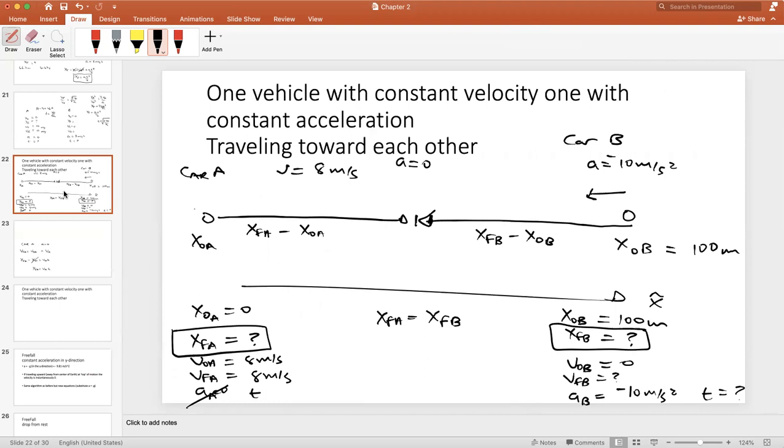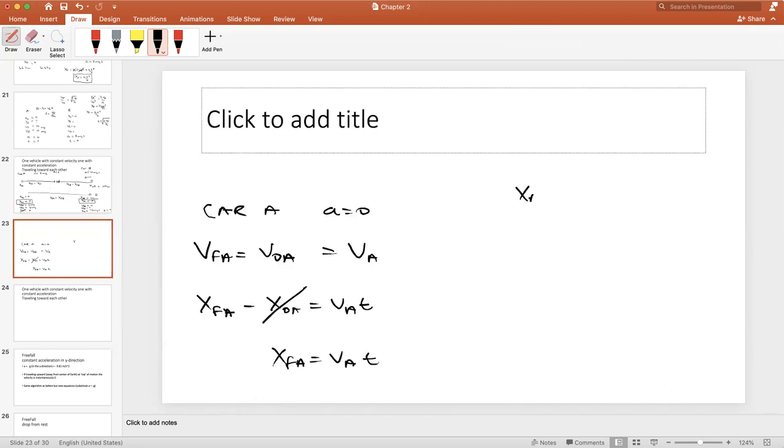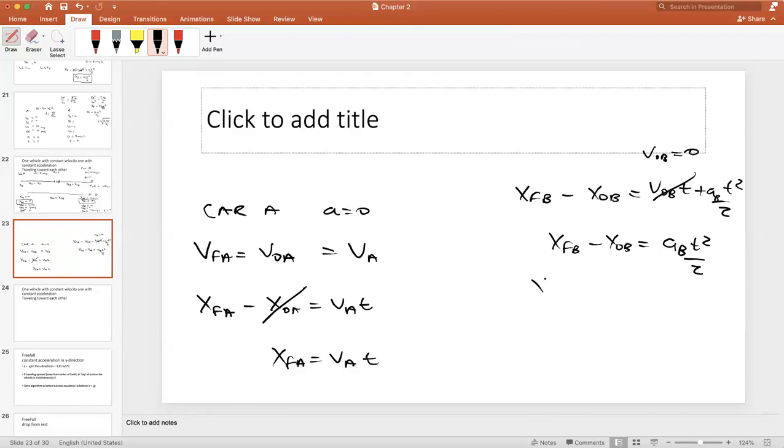Now, for this one, we need to find x final of B. And we know that v initial is 0. We don't know v final and we weren't asked. So we're going to use x final of B minus x initial of B is equal to v initial of B times t plus aB t squared over 2. Again, v initial of B, since it started at rest, was 0. And what we get is that x final of B minus x initial of B is equal to aB t squared over 2. x final of B is equal to x initial of B plus aB t squared over 2.